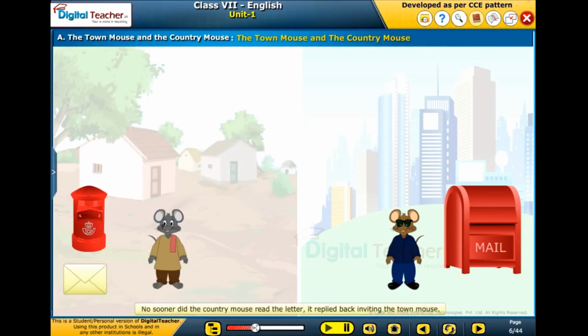No sooner did the country mouse read the letter, it replied back, inviting the town mouse.